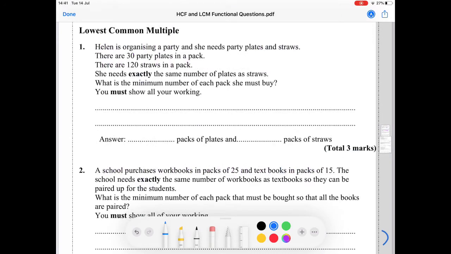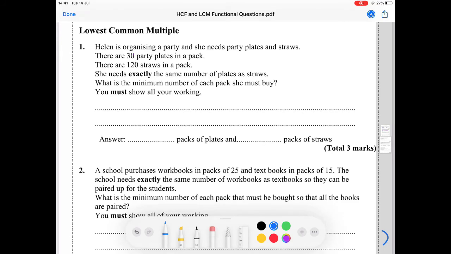Hello, so here we're going to be looking at the lowest common multiple questions. So let's start off with number 1. Helen's organising a party and she needs party plates and straws. There are 30 party plates in a pack and there are 120 straws in a pack. She needs the exact same number of plates as straws. What is the minimum number of each pack she must buy?